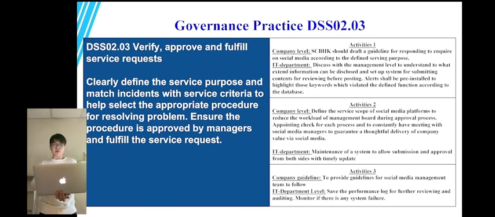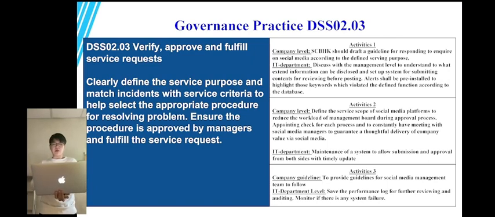On the company level, they should define the service scope of social media platforms. And also, they should have constant meetings with social media managers to guarantee a thoughtful delivery of company value via social media. And on the IT department, there should be a maintenance of a system to allow submission and approval from both sides with timely update.